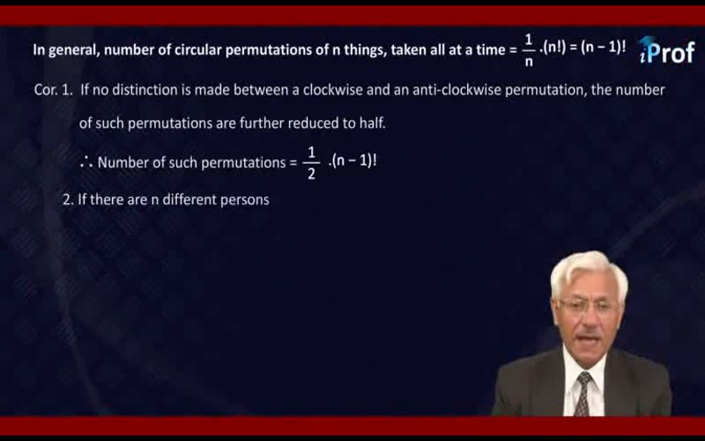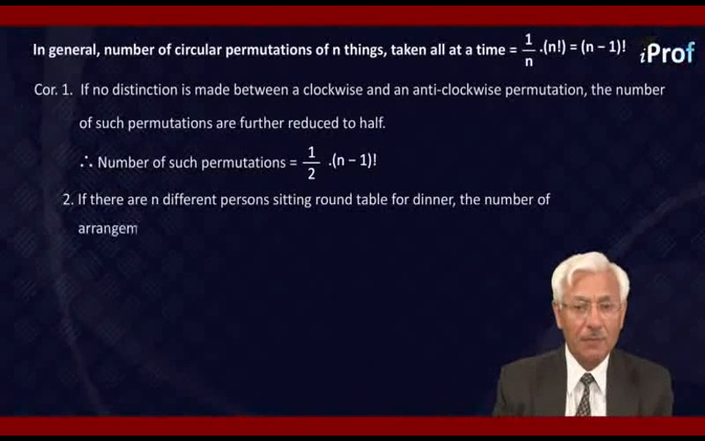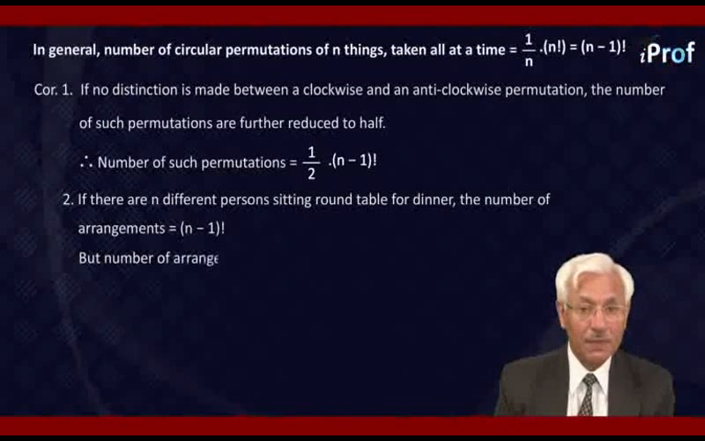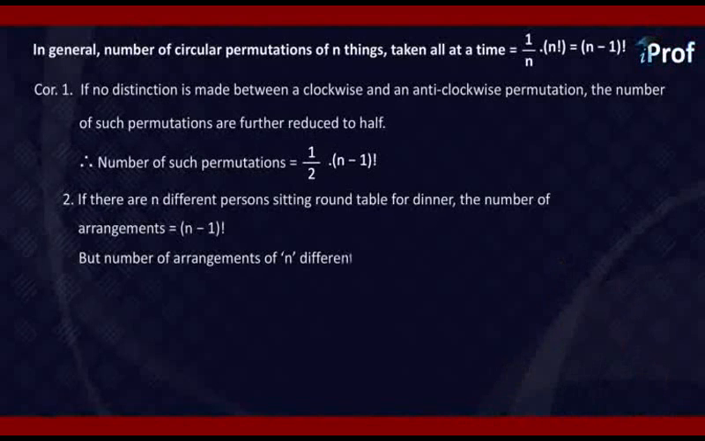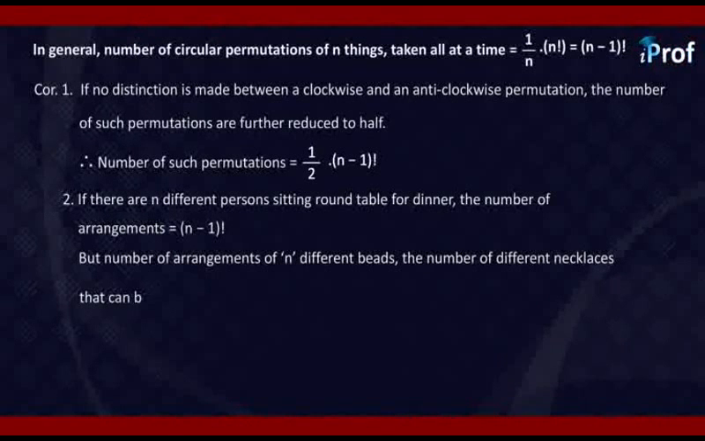If there are n different persons sitting around a table for dinner, the number of arrangements will be n minus 1 factorial. But for the number of arrangements of n different beads, the number of such different necklaces that can be formed is 1/2 of n minus 1 factorial. Because while forming a necklace of beads, the clockwise arrangement and anti-clockwise arrangement have no difference.